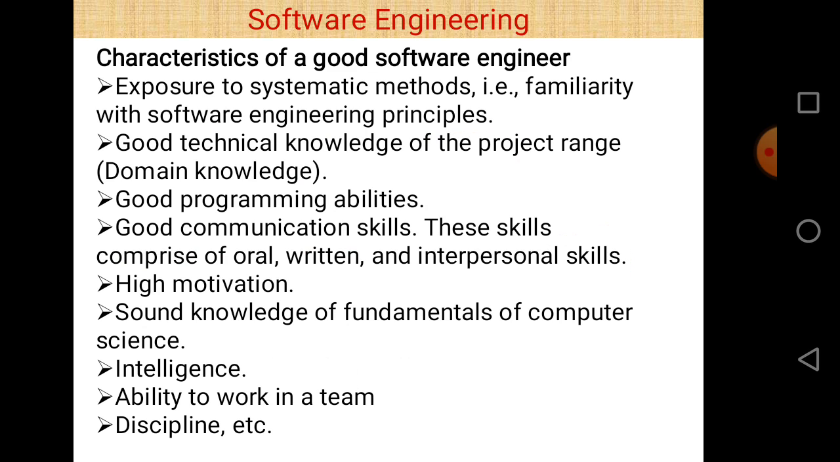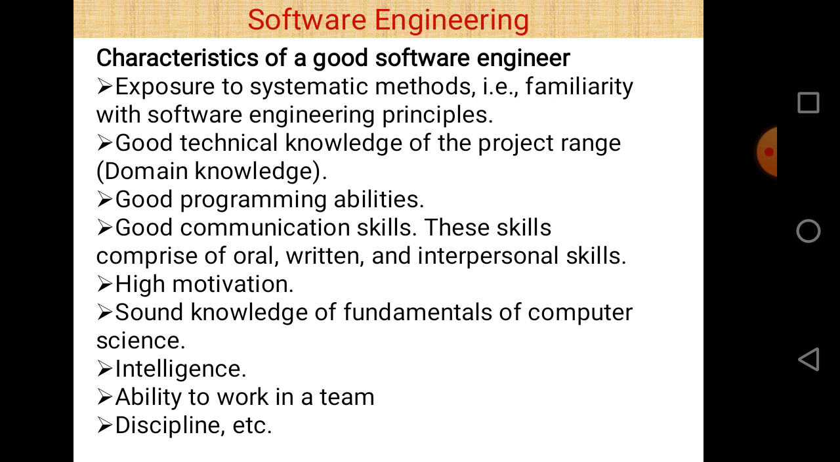First one is exposure to a systematic method, familiarity with software engineering principles, good technical knowledge of the project range, good programming abilities, good communication skills. And these skills comprise oral, written, and interpersonal skills. High motivation, sound knowledge of fundamentals of computer science, intelligence, ability to work in a team, and discipline. So these are the basic characteristics of a software engineer.